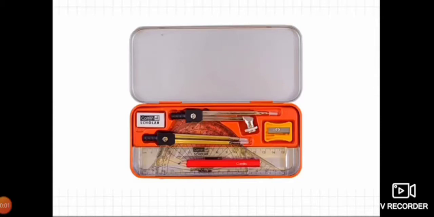Good morning, dear students. Today we will continue with the lesson angles. So, in this video, we are going to study the different instruments from the geometry box. Let's learn each of the points in detail.